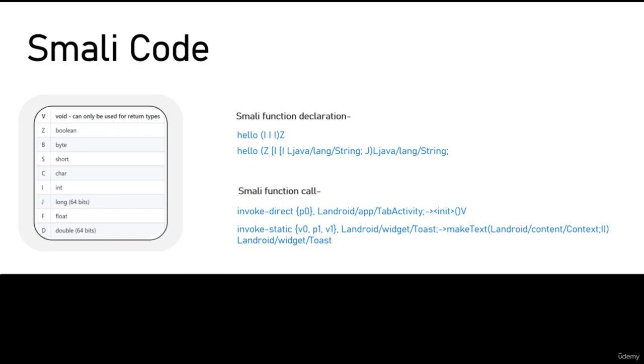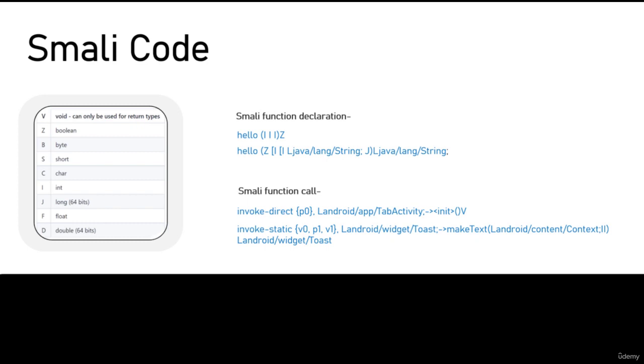Smali Code. Let's try together to understand the Smali Code format and its declaration. What we see in the left side is the Smali variable types. Every language has its own variable type. In Smali, we have several basic and known types. For example, void, boolean, char, and so on.